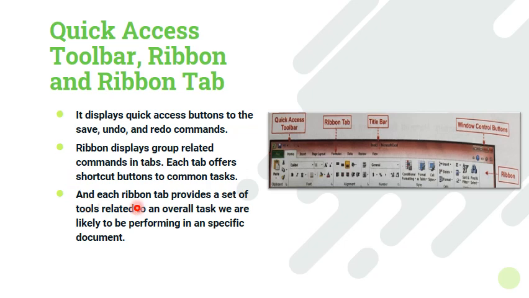And each ribbon tab provides a set of tools related to an overall task we are likely to be performing in a specific document. In simple words, whenever you click on any of the ribbon tabs, it will show this type of ribbon on the screen, and from the available options, you can choose the option that you want to apply on your worksheet.